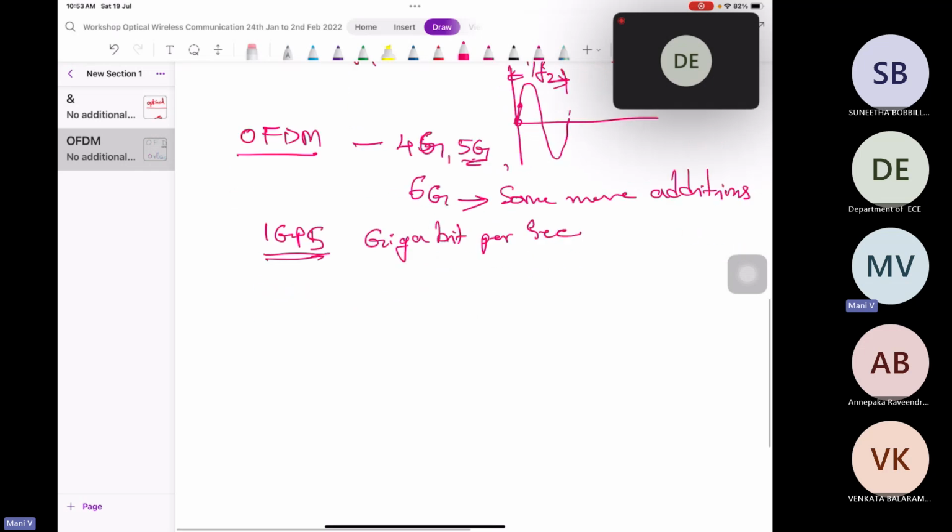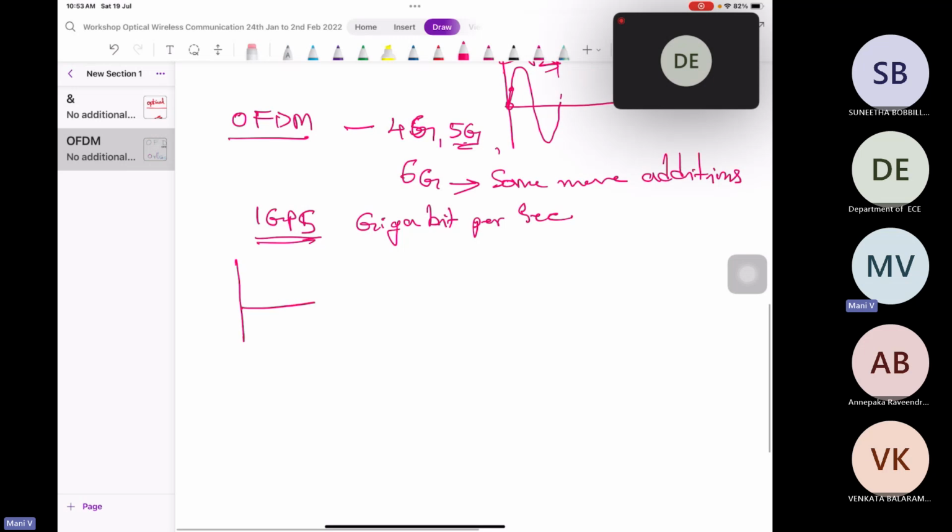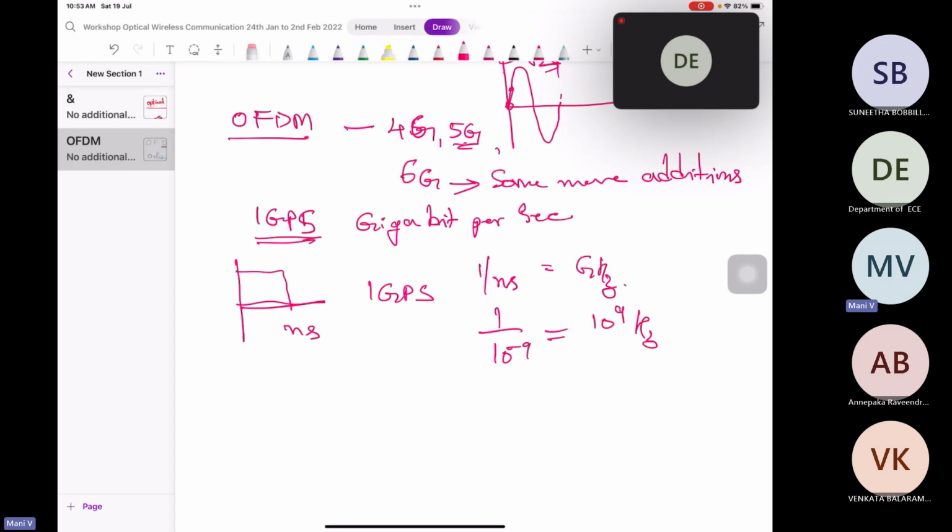To achieve a 1 Gbps data rate, I have to transmit my signal using a nanosecond time scale. So 1 by nanosecond, what is 1 by nanosecond? It will be in gigahertz, right? So 1 by 10 to the power of minus 9. If you translate, this will be 1 into 10 to the power of 9 hertz. That means it is in gigahertz. So gigabits per second I am transmitting.